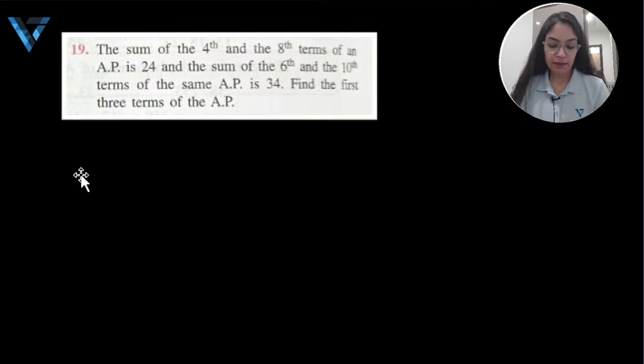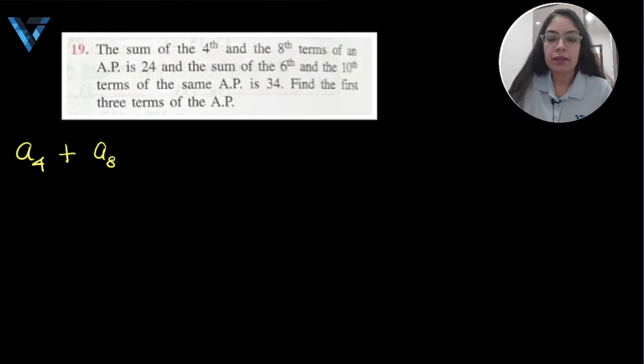A4 plus A8 is equal to 24. See, it's given the sum of the fourth and the eighth term. Sum means addition. So the sum of the fourth and eighth term of an AP is 24. So we can write here A4, the fourth term, plus A8, the eighth term, and their sum is 24.